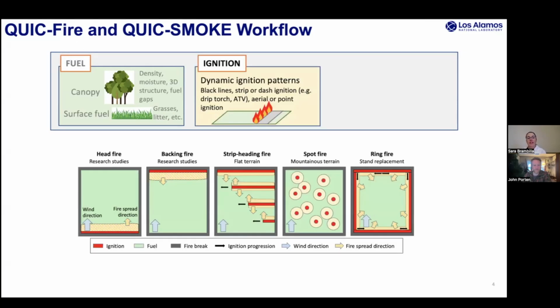We also need ignitions, and we can accommodate dynamic ignition patterns. And by that, I mean that they can change in time, they can cover different areas. They can be like the standard head fires or beacon fires, but also more complicated street fires or spot fires, like from helicopters or drones. You can also do things like ring fires, which are usually used for cell replacements. Those are typical prescribed fire ignition patterns, and we're able to accommodate them.